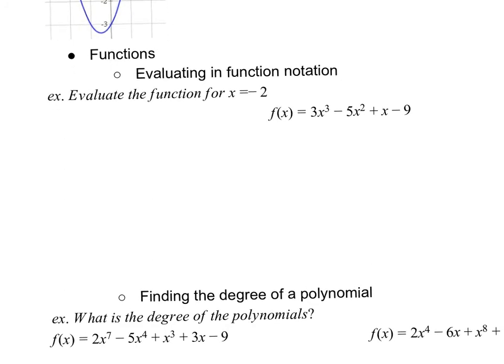So next I'm going to start looking at functions. So on our first example, we're going to evaluate a function for our x value of -2. So when I evaluate a function, we plug in the x value we're given. So I have f of -2 equals 3 times -2 cubed minus 5 times -2 squared plus -2 minus 9.